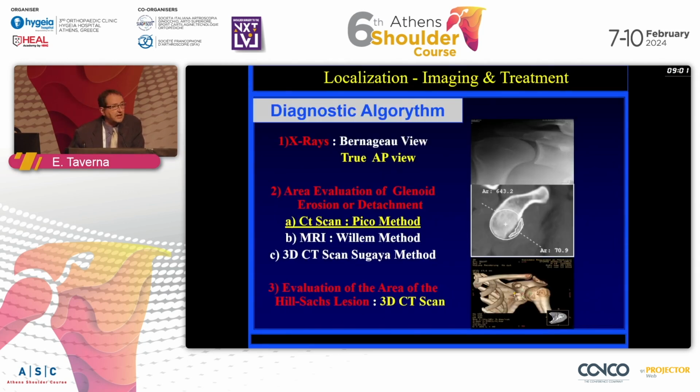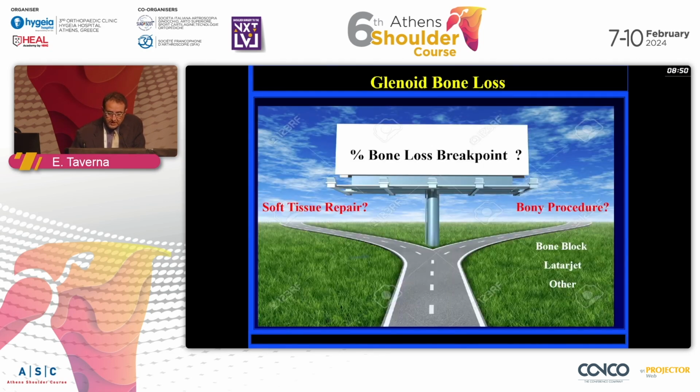And then here stops the agreement between surgeons, because we have so many options, and still it is too late to know what to do. So there's still a question mark about when to do soft tissue repair: 10% of glenoid bone defect, 15, 25. Still, we don't know. Everybody has his own algorithm. And then which kind of bony procedure?